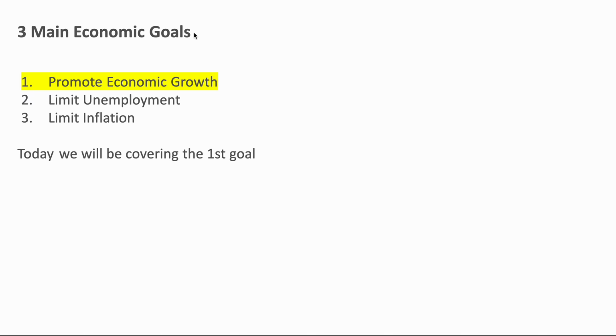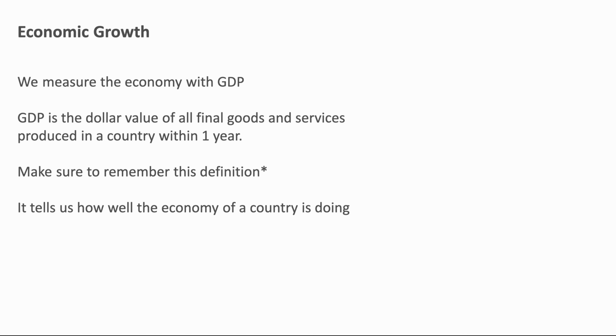Today, we're just going to be covering the first one. How do we promote economic growth and how do we measure that? Well, we do that by using GDP. GDP stands for Gross Domestic Product, and GDP is the dollar value of all final goods and services produced in a country within a year. This means it's basically what a country produces as a final product, or it could be a service, in one given year.